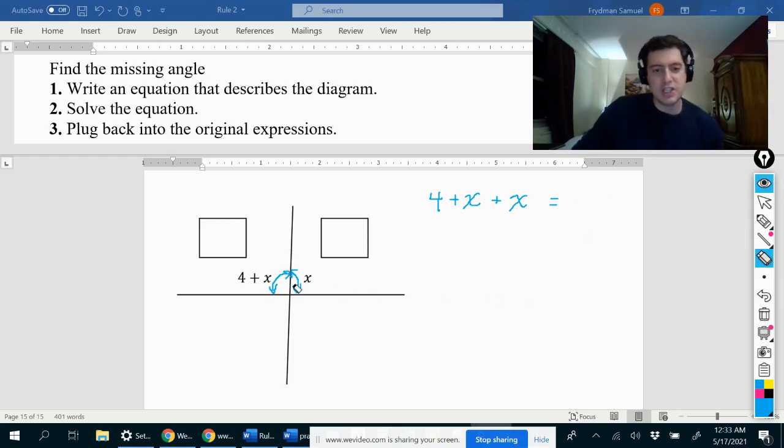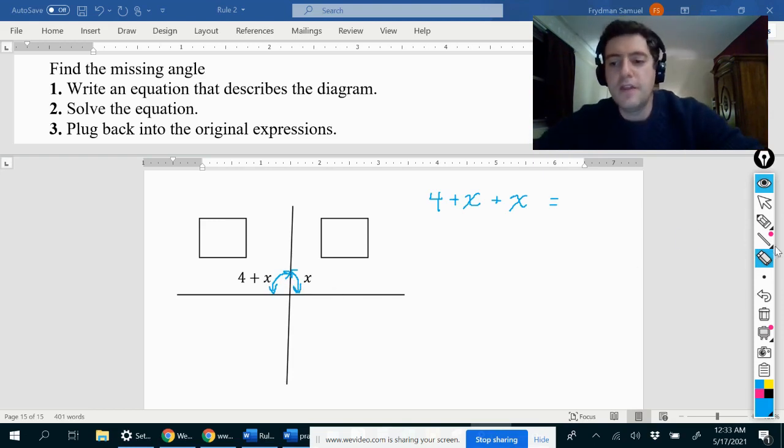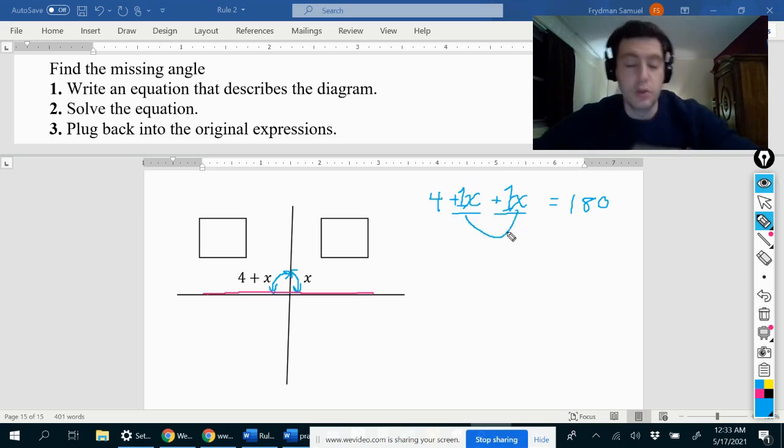If we add just these two angles, then what would that be? Well, these two angles form a linear pair, right? They make a straight line together. So we can say that these two angles put together is equal to 180 degrees. And now we can go ahead and combine like terms. So I see an x here and x over here. We can put ones in front of those x's. So 1 plus 1 is 2. So now we have 4 plus 2x is equal to 180.